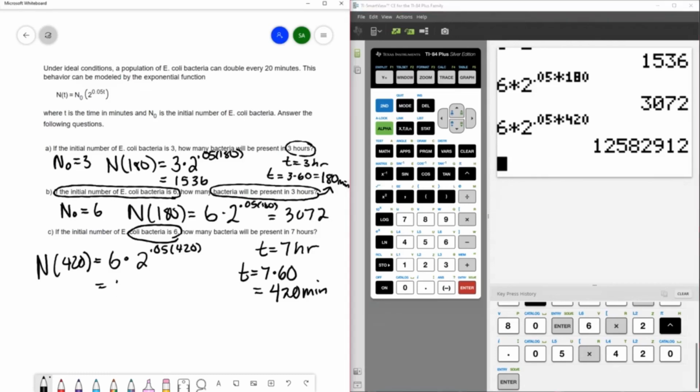And we've got 125829112. Let me get some commas so I can say that number. That's 125,829,112 E. coli bacteria present after 7 hours.